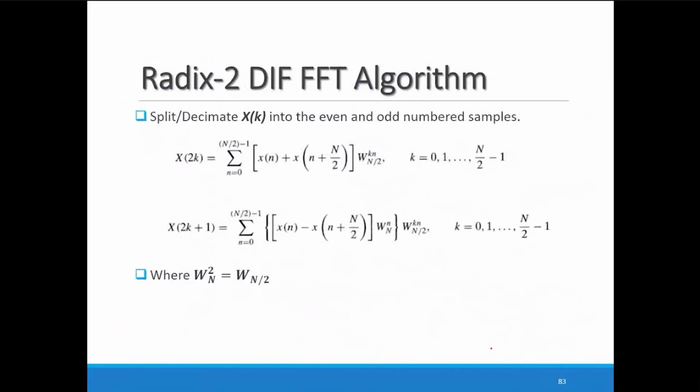Now we split or decimate x of k into even and odd number of samples. So even number of samples are denoted as x of 2k and x of 2k plus 1. Here, when we represent x of 2k, the equation is summation or sigma n is equal to 0 to n by 2 minus 1 x of n plus x of n plus n by 2 into omega suffix n by 2 raised to kn, where k is equal to 0 to n by 2 minus 1.